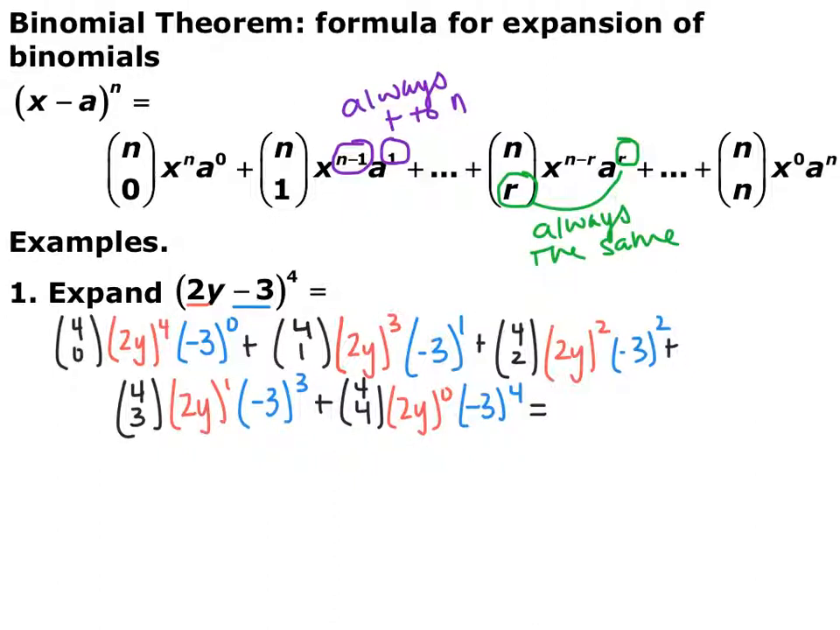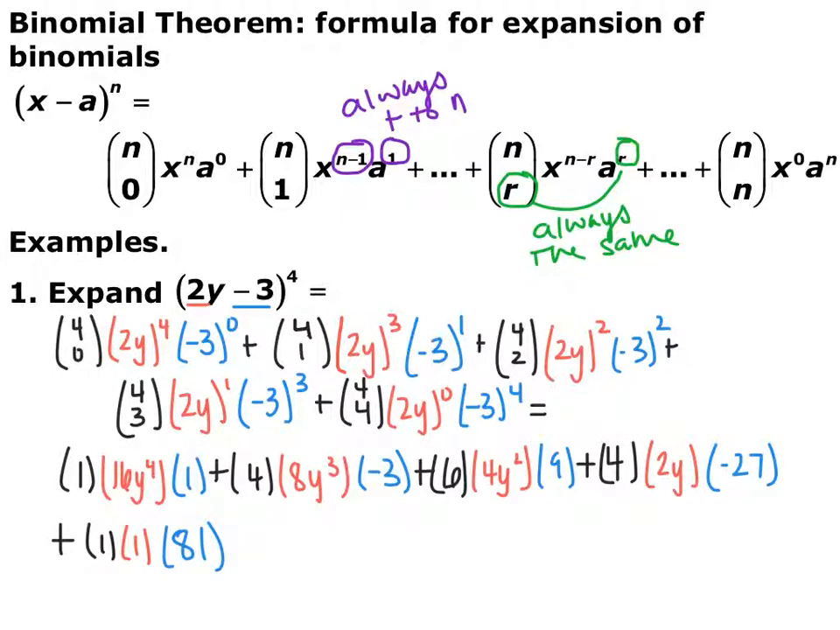So now I'm just going to simplify this, multiply everything out, calculate 4 choose 0, and try and simplify this. On this one, I've calculated every term. 4 choose 0 is 1, (2y) to the 4th is 16y to the 4th, (−3) to the 0 is 1, and then so on and so forth for every single term. And now I'm just going to multiply everything out and simplify.